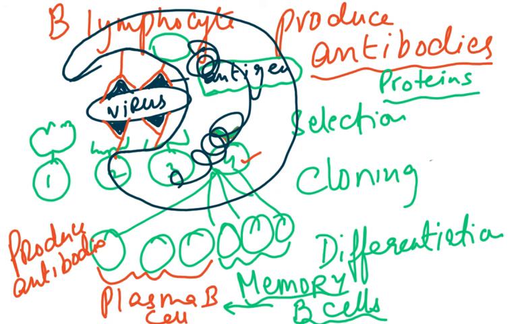So please understand this part of the lymphocyte, which is the production of antibodies and the production of memory B cells, which remain there to protect your body from the same pathogen next time when it enters your body.